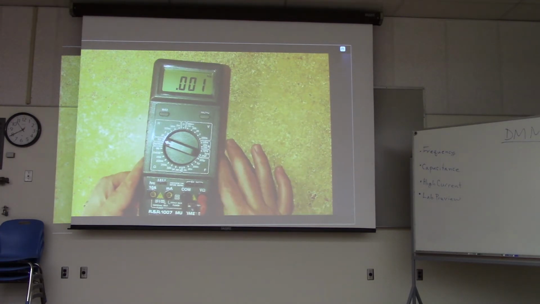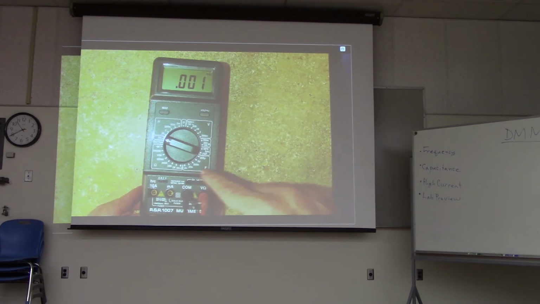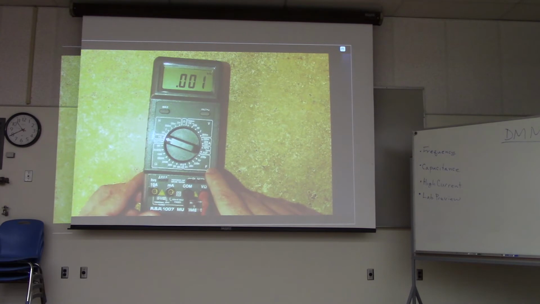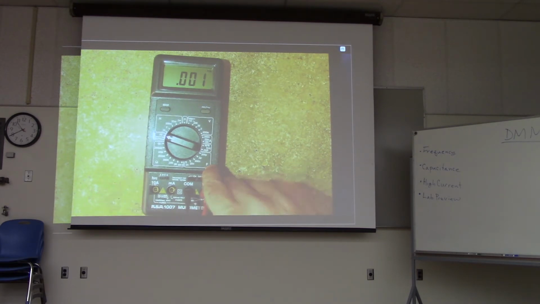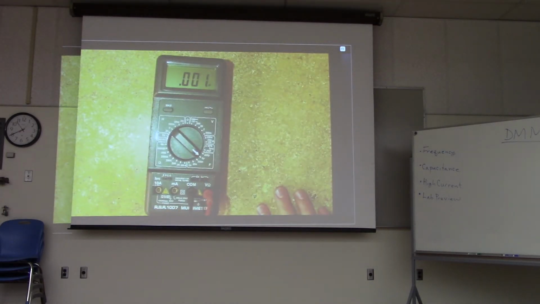So when we measure capacitance with the meter, we move the dial over into this section in the bottom right, where it is marked F. Okay? F stands for farads. Farads are the unit of capacitance, just like ohms are the unit for resistance and amps are the unit for current. Farads are the unit for capacitance. So we move the dial into the bottom right-hand corner to measure capacitance.